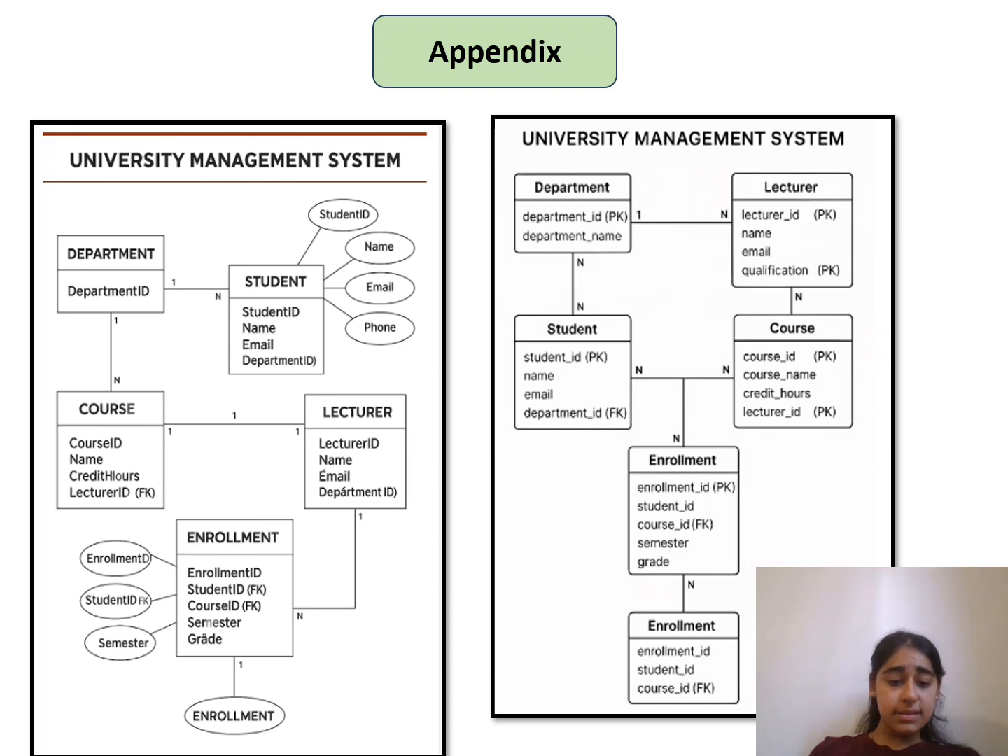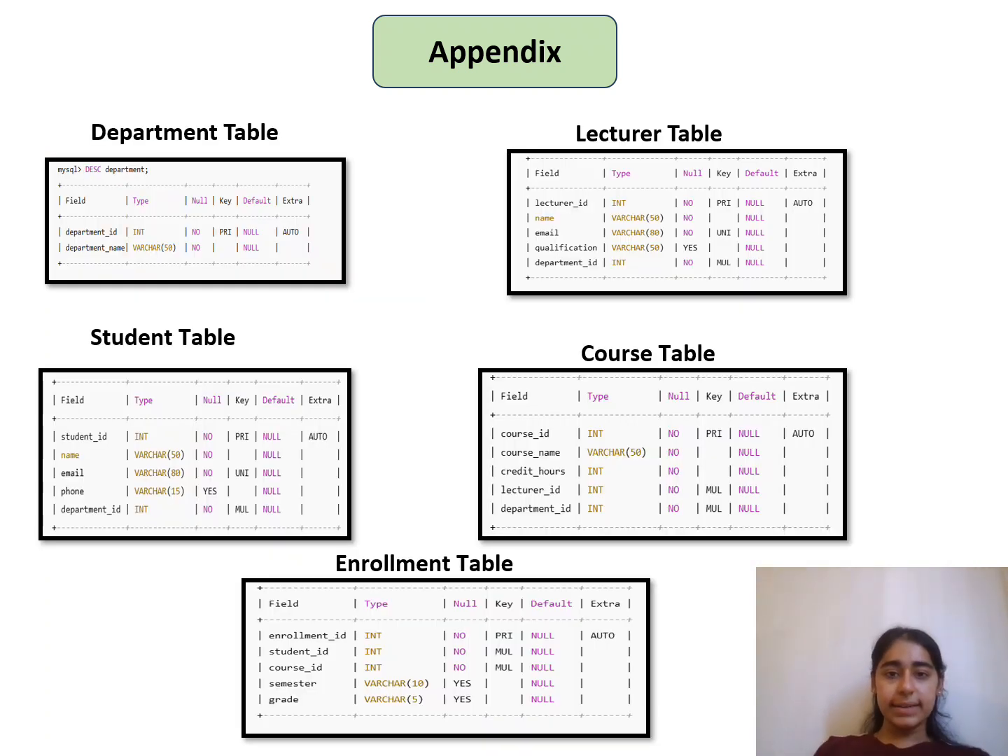This appendix presents the ERD and database schema for the university management system. It shows the main entities and their relationships with primary and foreign keys, ensuring proper structure, normalization, and data integrity. The last slide is the appendix. This slide shows the appendix of our database design.